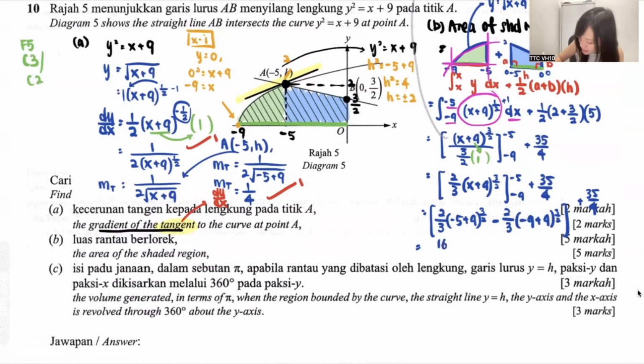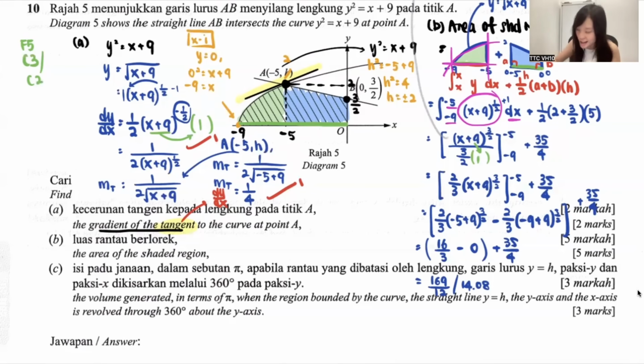The front one, I get 16 over 3 minus -9 plus 9 is already 0. And then continue plus 35 over 4. So that answer plus 35 over 4. You guys getting the answer? 169 over 12. Or you want to write decimal also can. 14.08. So answer always 2 decimal places or 4 significant figure, whichever more details.